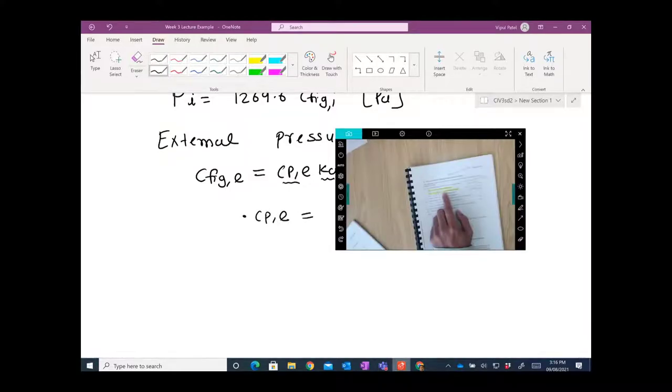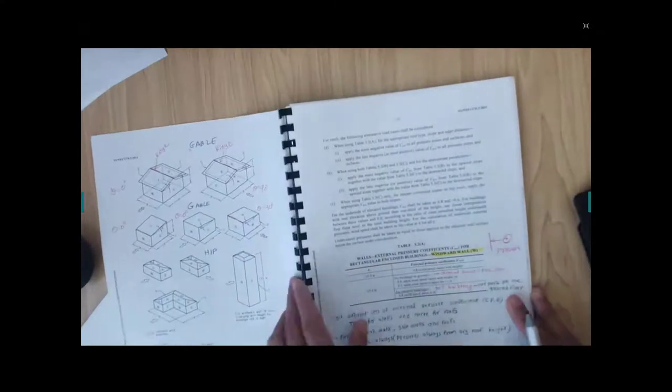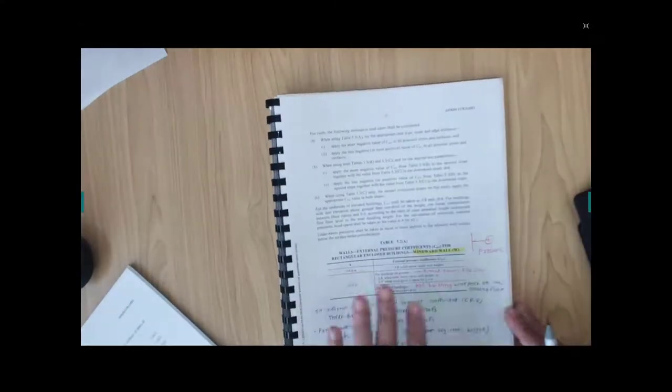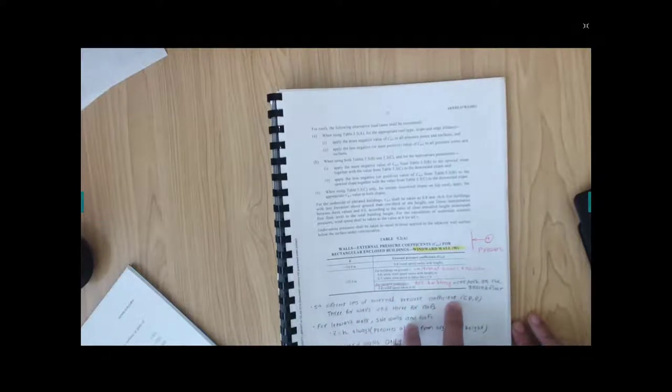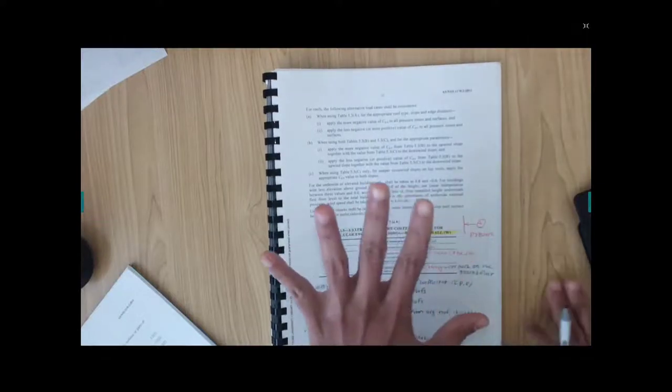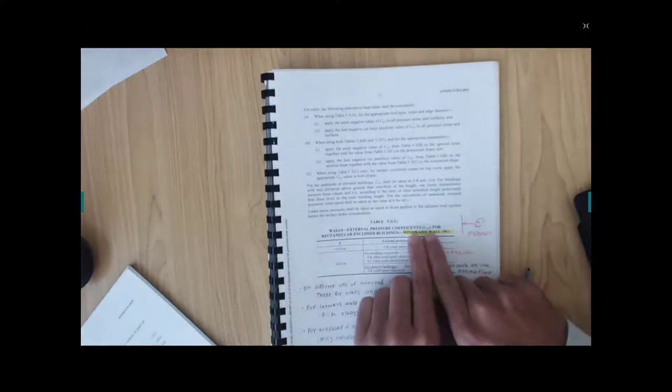Now, what is the CPE value? Let me tell you. If you turn a couple of pages over, there are a total, I think, of 6 different sets of external pressure coefficients. There are a total of 6. You don't need to remember, but I'm just mentioning that there are a total of 6 different CPE values.